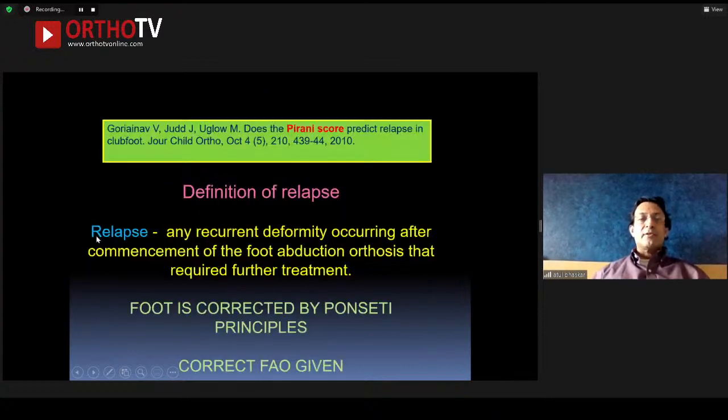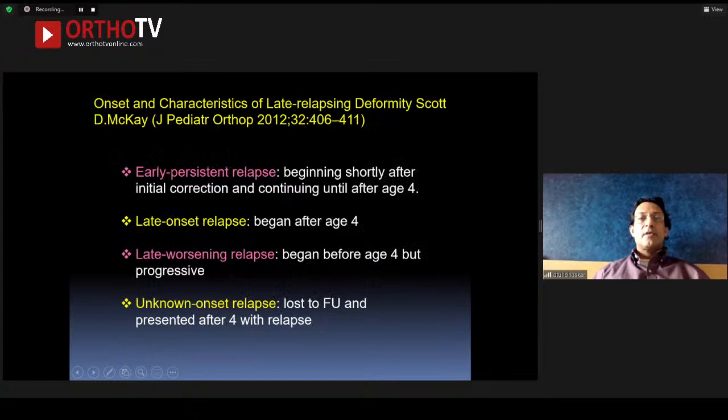Now, how do you define relapse? This is from the exam point of view and also from a practical point of view. The relapse definition is basically any recurrent deformity occurring after the commencement of the foot abduction orthosis that required further treatment. That means the foot has to be corrected by Ponseti principles and the correct splint given. Only then is this definition valid. And this has been well documented as early as 2010.